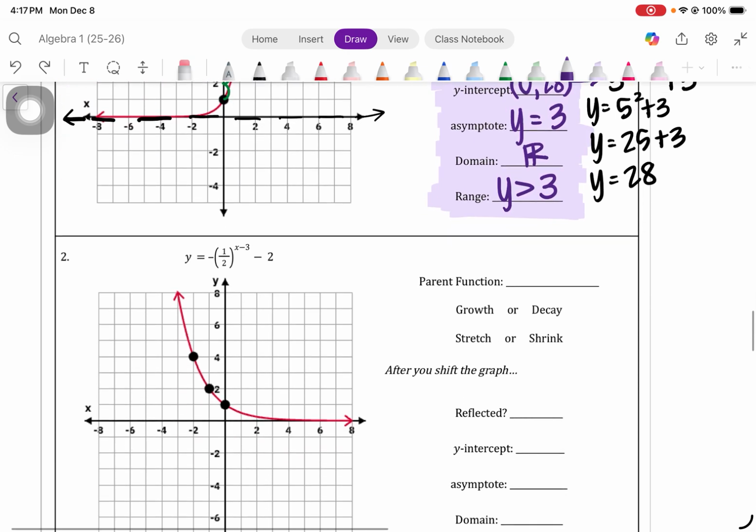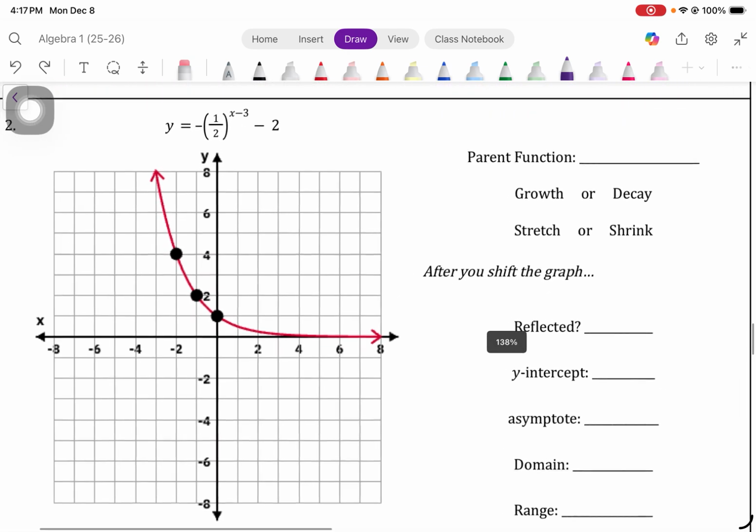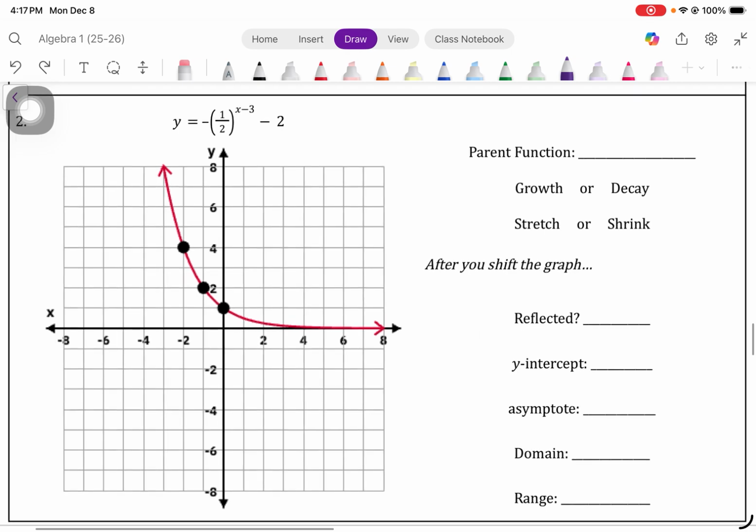Looking at our next problem, again, we were given the parent function, so all we have to do is identify our information, use our shifts to move, and answer these questions. Looking at this graph equation, my parent function is just y equals 1/2 to the x. Now, that negative does not belong to our parent function because if we stretch this out, this really is -1 times 1/2 to the x minus 3 minus 2. So we have to be careful.